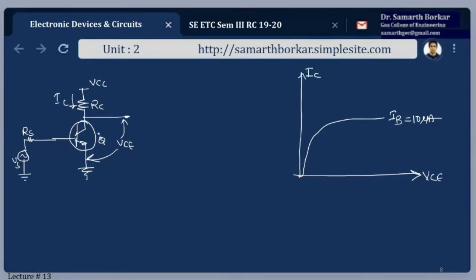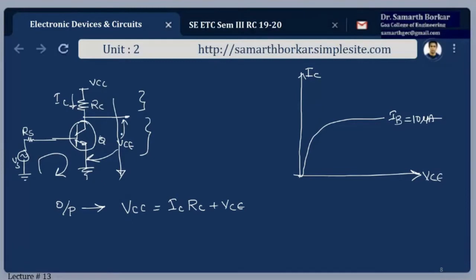Now let me write the expression for this. There are two KVLs. I can apply KVL for the input loop. This is the input section and this is the output section. Let me apply KVL for the output section. The applied voltage will be equal to IC into RC plus VCE. Meaning if I apply 9 volts here, this 9 volts will get dropped across RC and VCE. If I apply 10 volts, some part of it will get dropped across RC, and the remaining will be available across VCE. It has to obey KVL, Kirchhoff's voltage law.